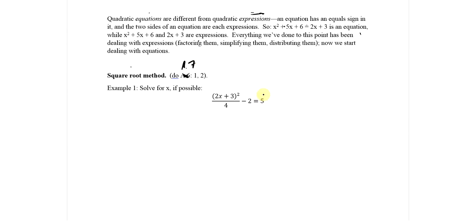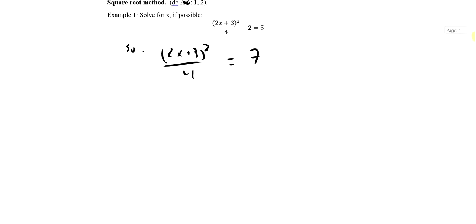are like this. And the idea with the square root method is if you have something squared and there's no term with x in it at all by itself, then you can just solve for the squared term and then take the square root. So we'll move the 2 over to the right side. 2x plus 3 squared over 4. Add 2 to both sides equals 7. And then multiply both sides by 4. 2x plus 3 squared equals 28.